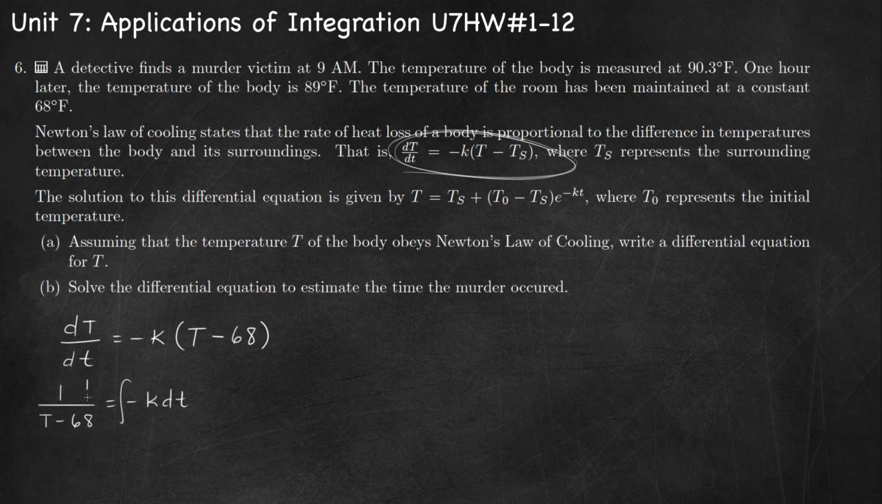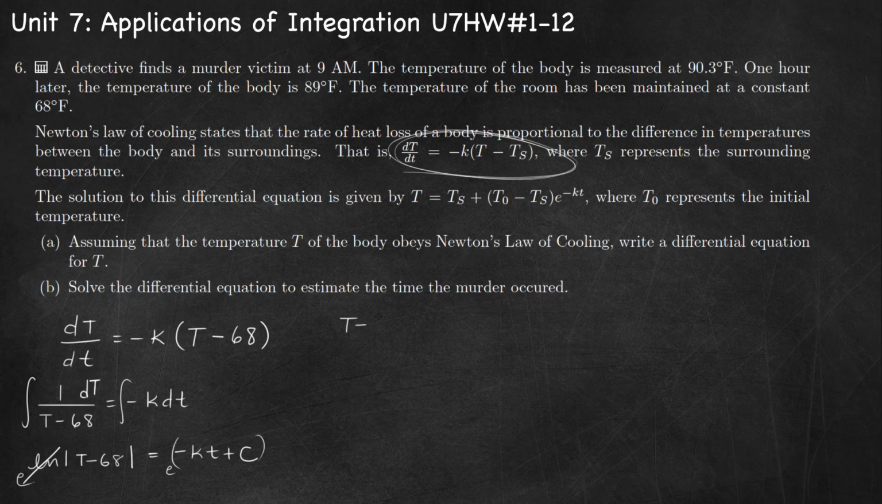Oh, I dropped my dt. Okay, and then we integrate both sides, and we get natural log absolute value T minus 68. We'll save our plus c for the other side, equals negative kt plus c. We're going to exponentiate both sides, and then our e to the c is going to become our new constant multiplied out in front. So it's going to work just like the previous couple problems we looked at.